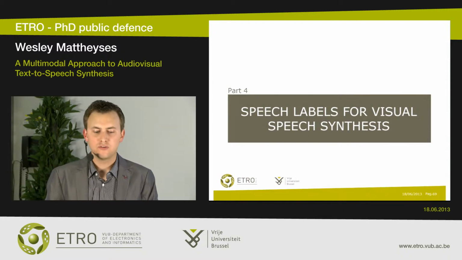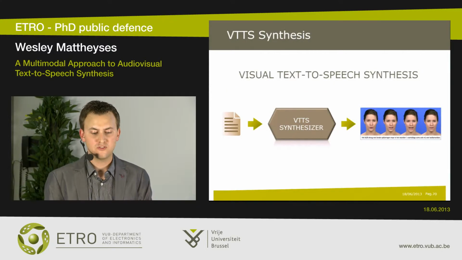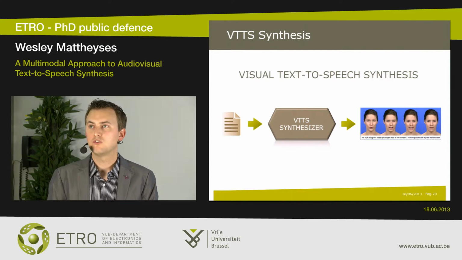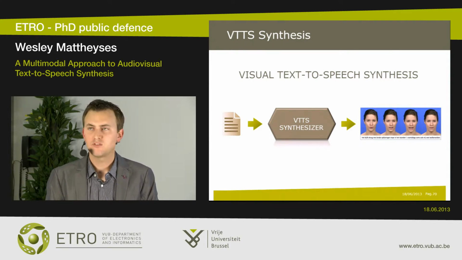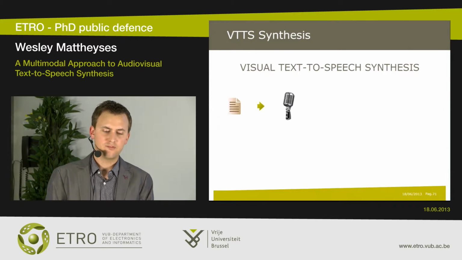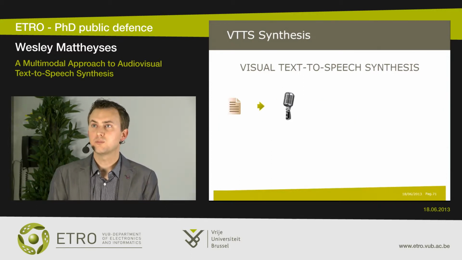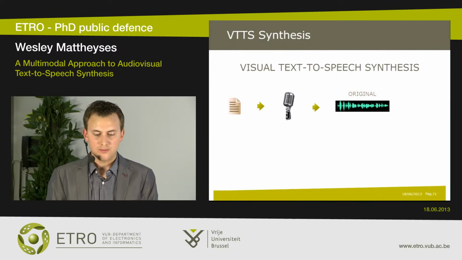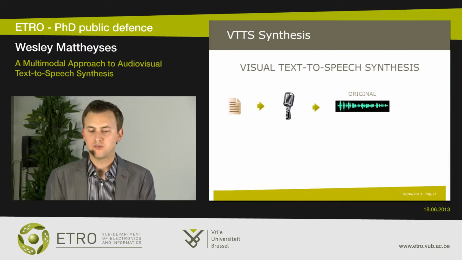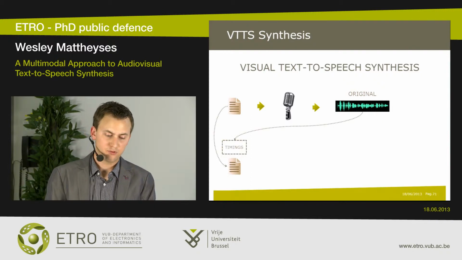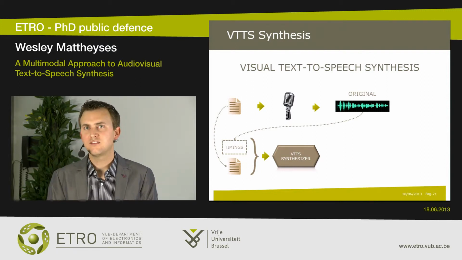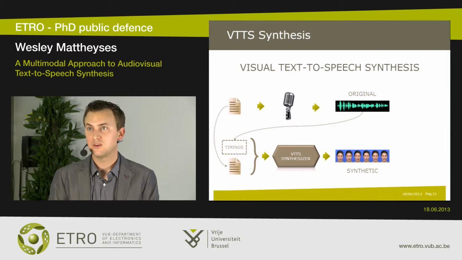Now the final part of the research was about speech labels for visual speech synthesis. So visual text-to-speech synthesis is the problem of going from text input to a visual-only speech signal. Now, why would you need something like this? Well, imagine you have text information and you record an original speaker uttering the text. So you get original acoustic speech. Then you can give the timings of this original acoustic speech and this text information as input to such a visual speech synthesizer. And then this system can generate a synthetic visual speech.